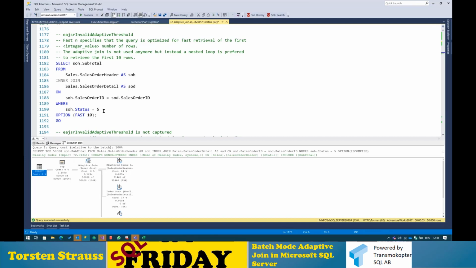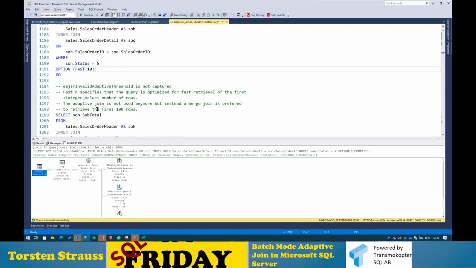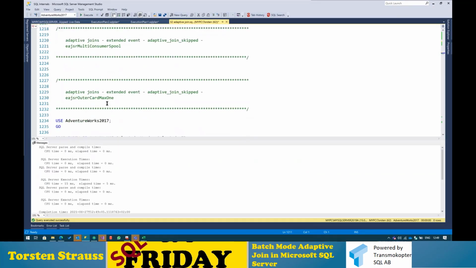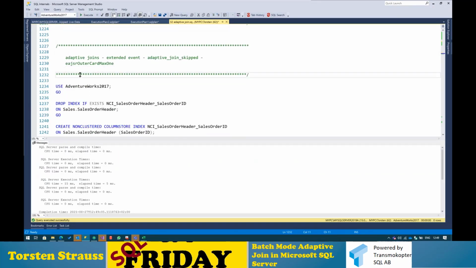It's a very nice idea because you are definitely not running into a blocking operator anymore. Instead, SQL Server really sends the first 10 rows as fast as possible. For sure, you have overhead for all the remaining rows. Nothing is for free. But you can consider that this is the same behavior as top 10. Top 100, perfect. Let's go down. There's another one, outer card marks 1.